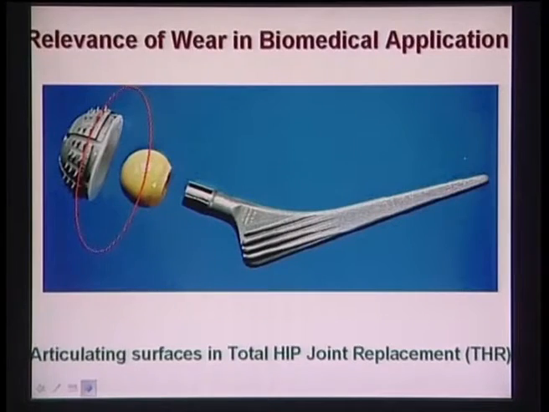Now, since I have discussed so much on the scientific aspects, such as the wear mechanisms, the friction coefficient of different materials, and the factors which influence the friction and wear properties, I would like to now give you one important example where wear causes significant damage of biomaterials. This example is taken from the total hip joint replacement, THR. This is one of the orthopedic applications.